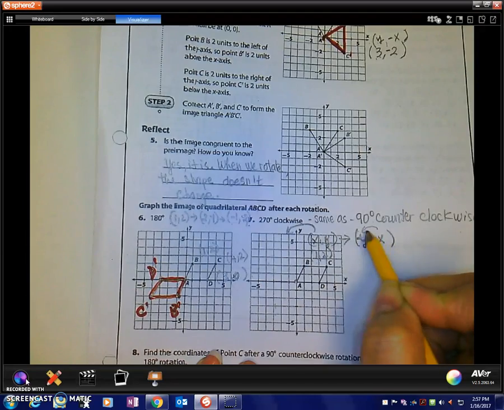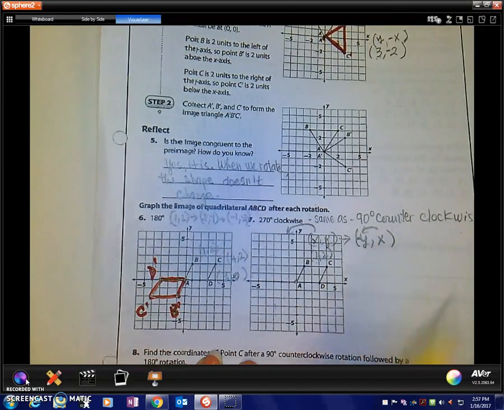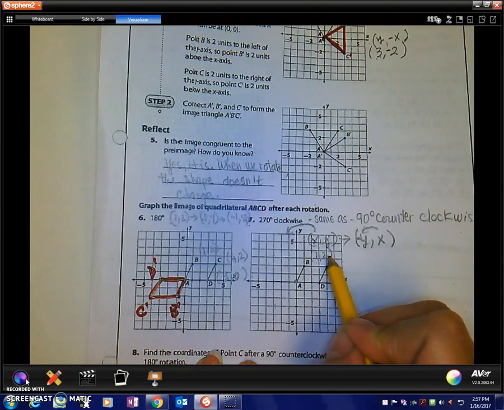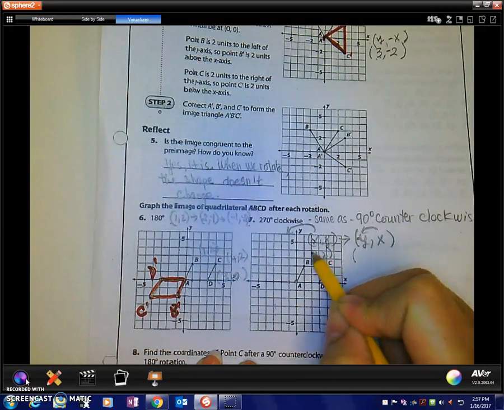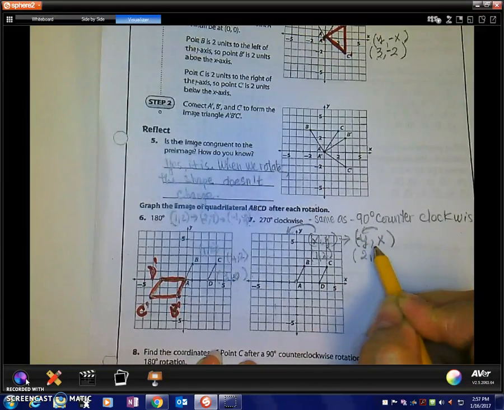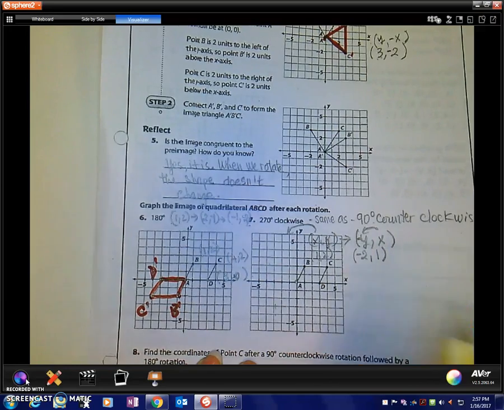So that's the trick, the shortcut to learn how to rotate. Okay. Now if (1, 2) is B, our B prime will be what? We flip them, equal (2, 1). And then since it's 90 degrees counterclockwise, this one becomes negative 2.